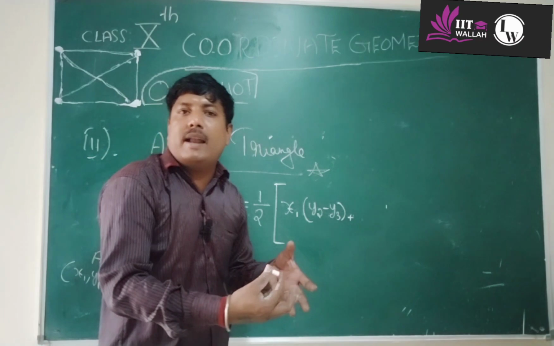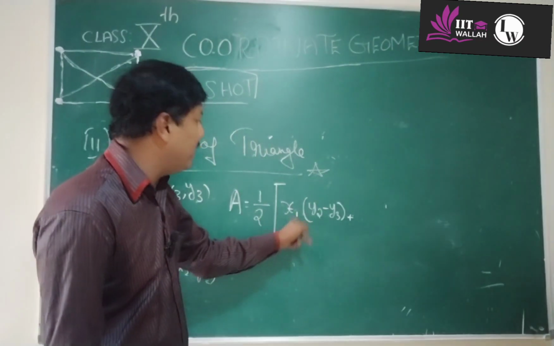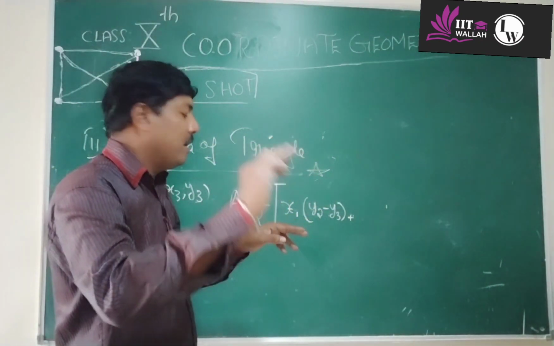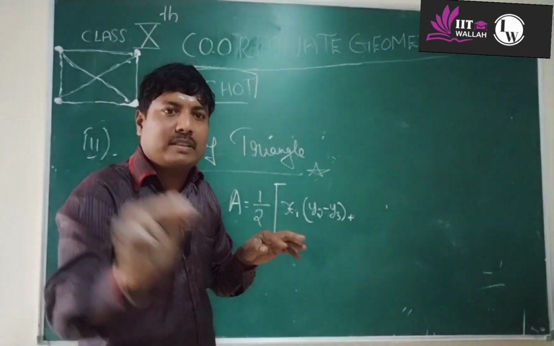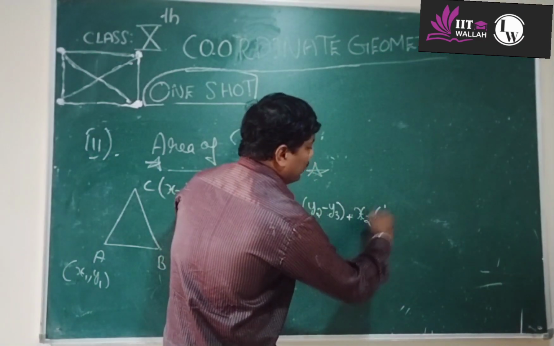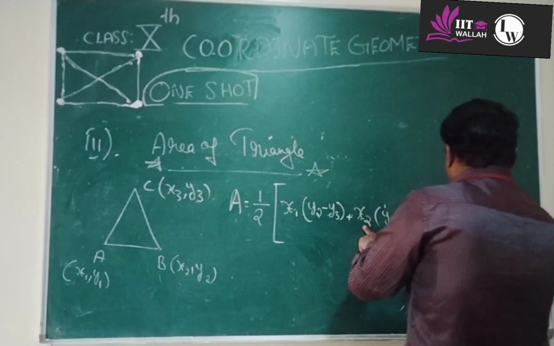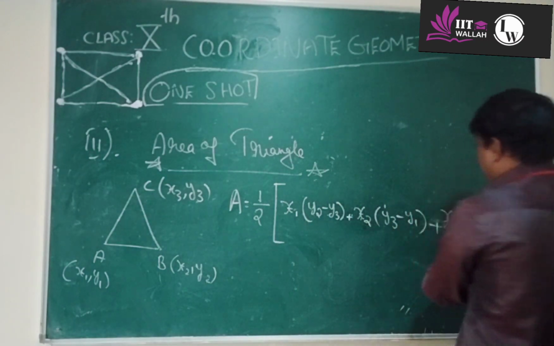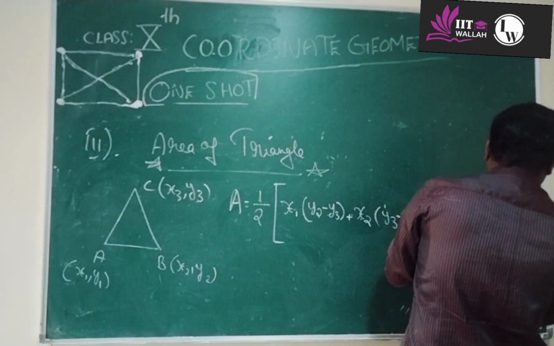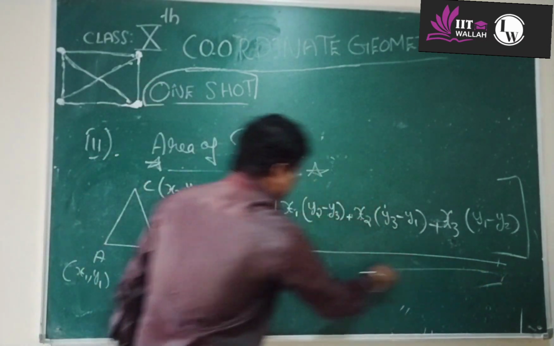This is how you can learn and memorize any formula. We are starting from x1. After 1 it is 2, so y2 minus y3. After 2 it is 3. It's like a cycle: 1, 2, 3, 1, 2, 3. After x1 it is x2. After 2, 3, so y3 minus y1. You got it? Plus after x2 here x3, and after 3 again 1. It is a cycle. So y1 minus y2.